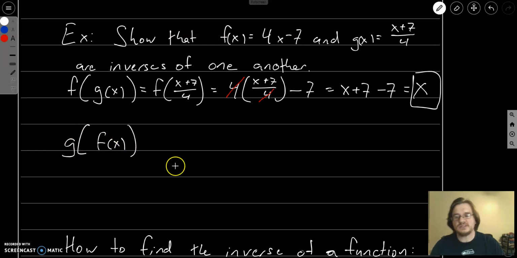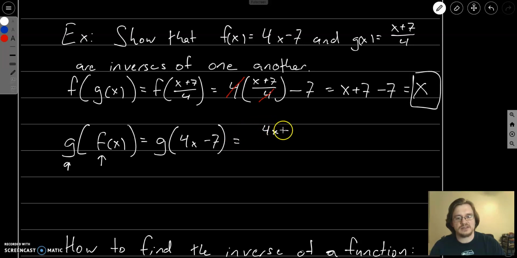There are situations in which one of these could be true but not the other one, so we do need to check both. So what we'll do is we'll first apply f, and then we'll apply g, and hope that they cancel out. So when we apply f, we're going to get 4x minus 7, and then we'll plug all of that into g. So we're going to have 4x minus 7 plus 7, all divided by 4.